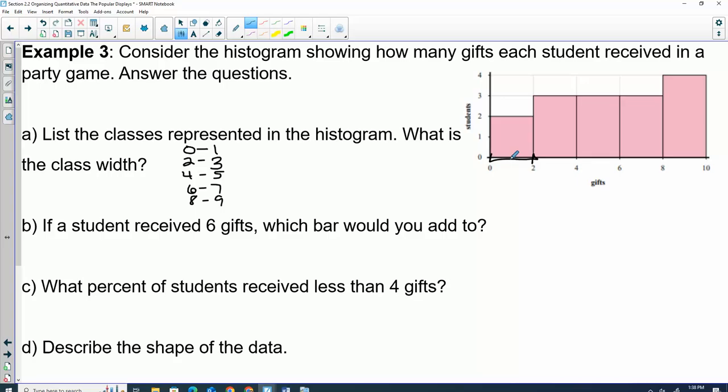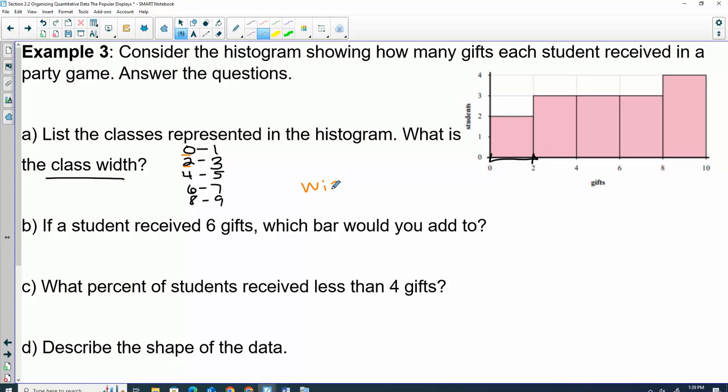If your data was something that had decimals, you might have to include decimals. So you might say it's 0 to 1.9, 2 to 3.9, 4 and so forth. So the classes are the rectangles. You just have to make sure one rectangle ends before the next one begins. The width is how wide these rectangles are. It's also known as the distance from the beginning of one to the beginning of the next.